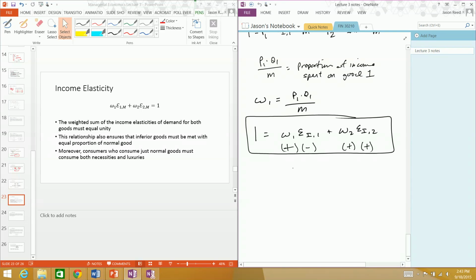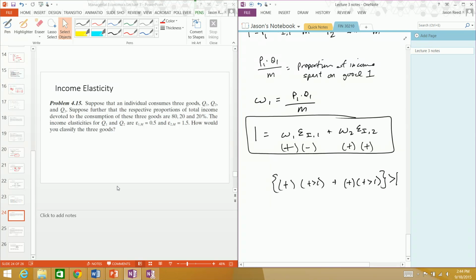So then we ask, well, can we just have luxury goods? Well, we can't just consume luxury goods, because if we need this equality to hold, and we do, and elasticities for luxury goods are far greater than 1, then we can't consume 2 luxury goods, because a positive number greater than 1 added to another positive number greater than 1 is all going to be greater than 1, and that can't be true. So we need one of these to be less than 1 but greater than 0. So that means we must consume necessities along with luxuries.